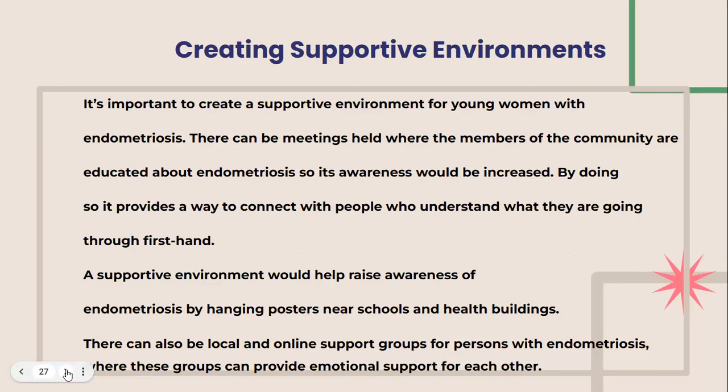So, creating supportive environments. It's important to create a supportive environment for young women with endometriosis. There can be meetings held where the members of the community are educated about endometriosis so its awareness would be increased. By doing so, it provides a way to connect with people who understand what they are going through firsthand. A supportive environment would help raise awareness of endometriosis by hanging posters near schools and in health buildings. There can also be local and online support groups for persons with endometriosis, where these groups can provide emotional support for each other. Next slide.